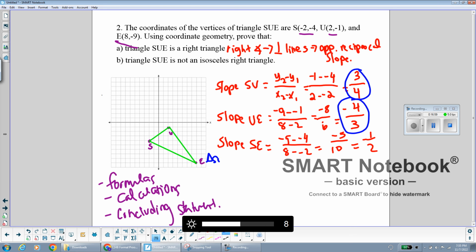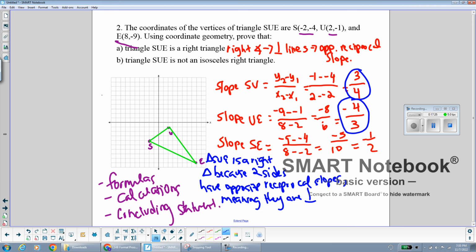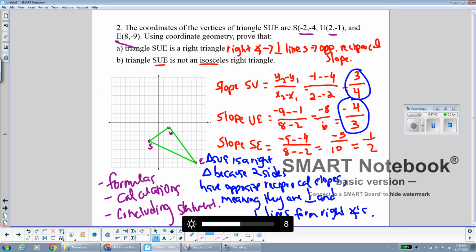So triangle SUE is a right triangle because two sides have opposite reciprocal slopes, meaning they are perpendicular, and perpendicular lines form right angles. Part 2 says to show that triangle SUE is not an isosceles right triangle.